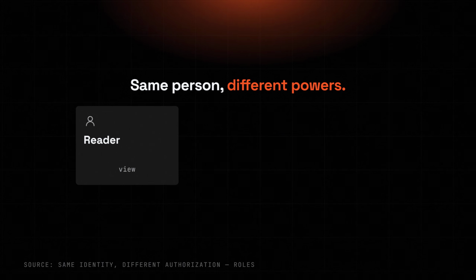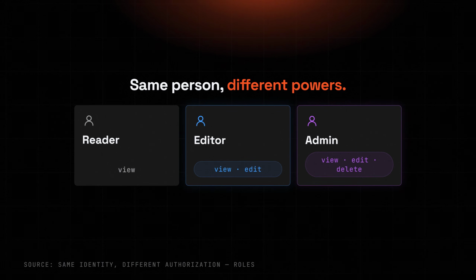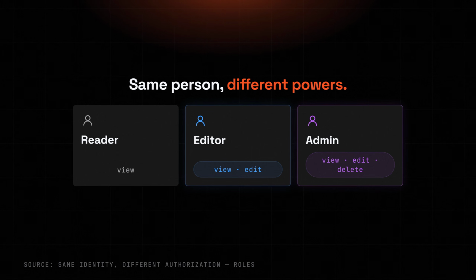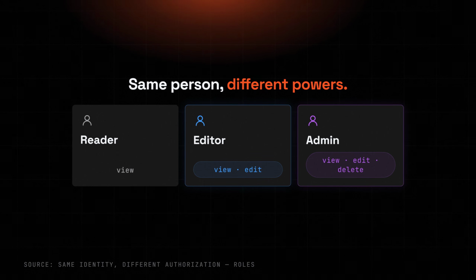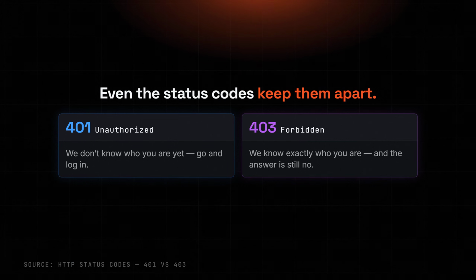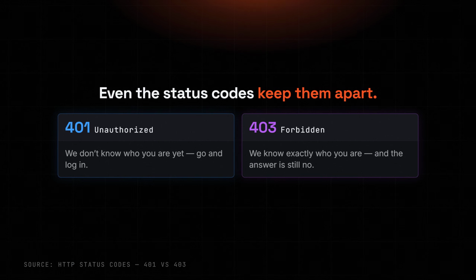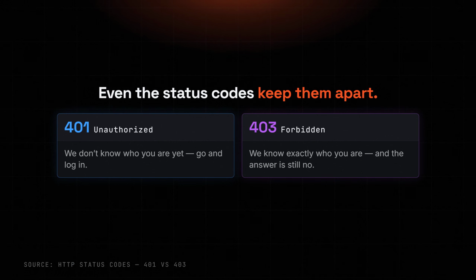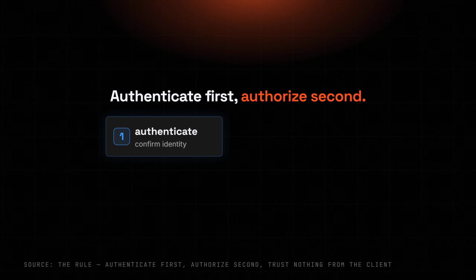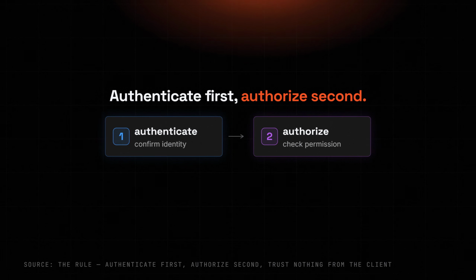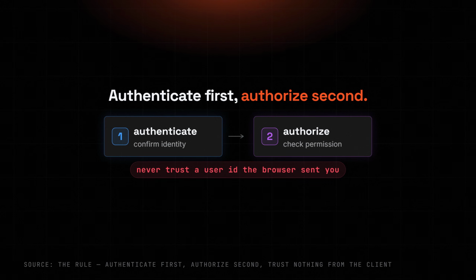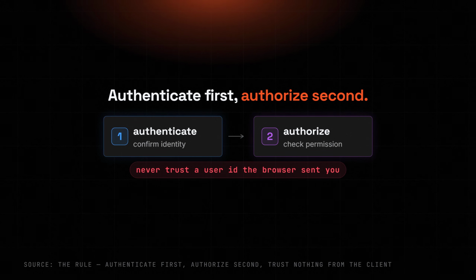Same person, different powers. A logged-in reader can view the document, an editor can change it, an admin can delete the entire workspace. Authentication is identical for all 3. Authorization is the part that pulls them apart. Even the HTTP status codes keep the 2 ideas separate. A 401 means we do not know who you are yet. Go and log in. A 403 means we know exactly who you are, and the answer is still no. So here's the rule to burn into memory. Authenticate first, authorize second, and never trust a user ID the browser handed you. Prove identity, then check permission on every request for every action.